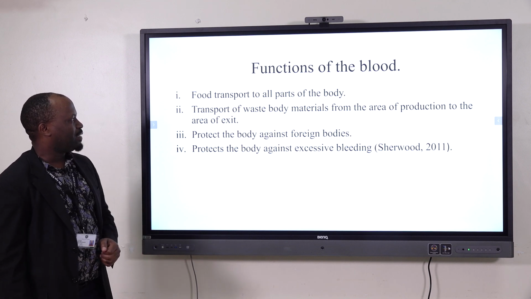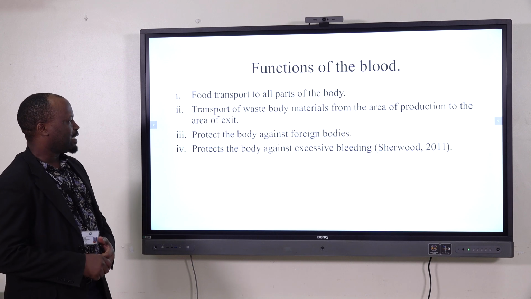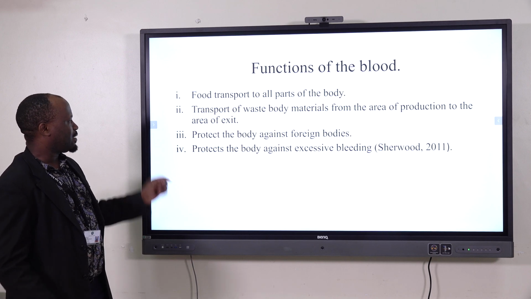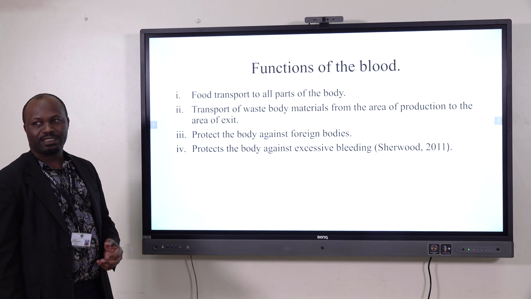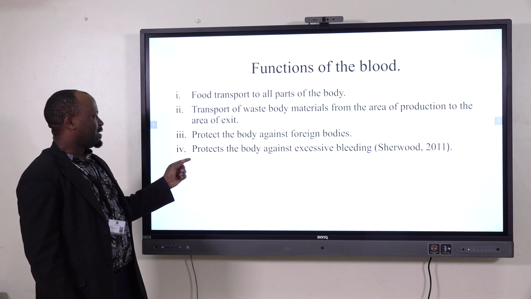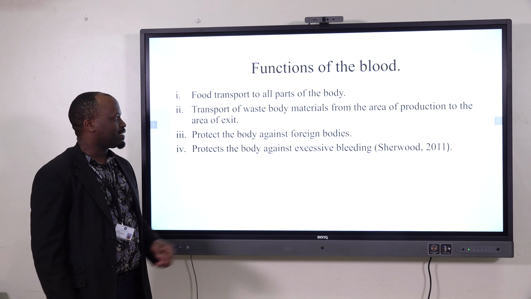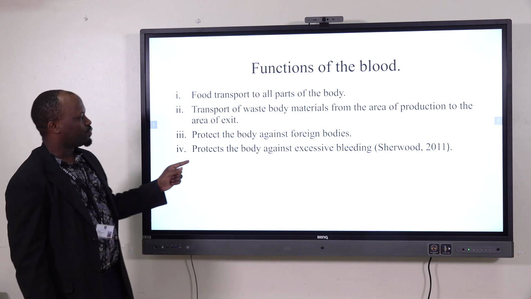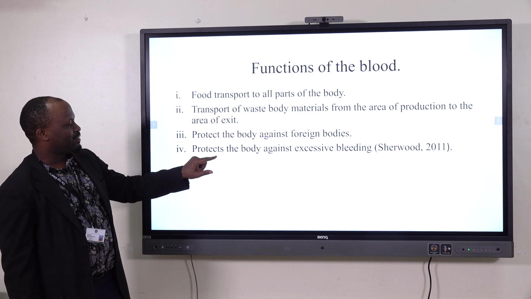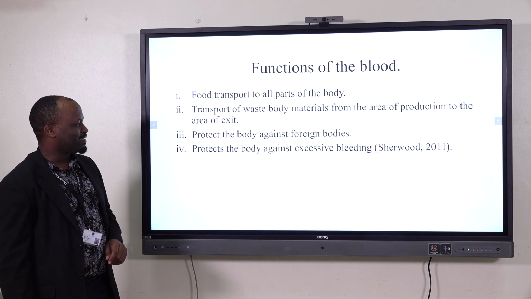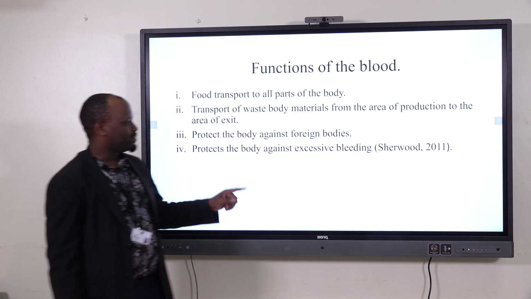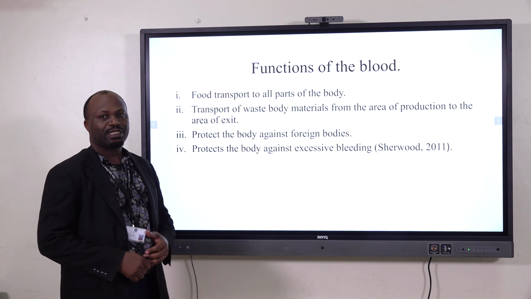Another role of blood is to protect the body against foreign bodies, or what we call antigens. Another function of blood components is to protect the body against excessive bleeding. This is according to Sherwood 2011.